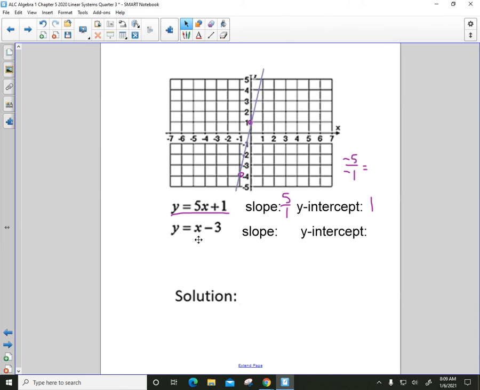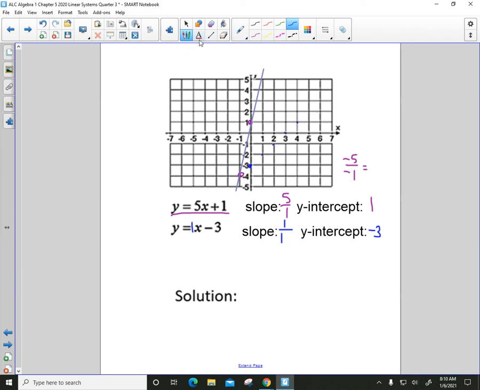All right, then the second one is kind of funky because there's no number in front of the x. What number's in front of the x if there's no number in front? That's right, it's a 1. So what would the slope be? If it was written as a fraction, 1 over 1. And then what would the y-intercept be? Yep, negative 3. All right, so we're going to start this guy at negative 3, and then we're going to go, that's right, up 1 over 1, up 1 over 1. This is everyone's favorite slope.